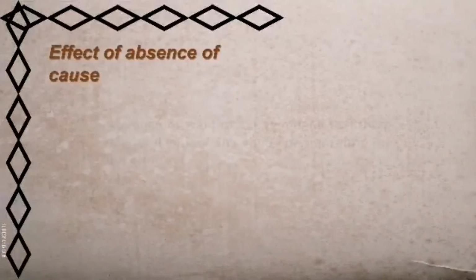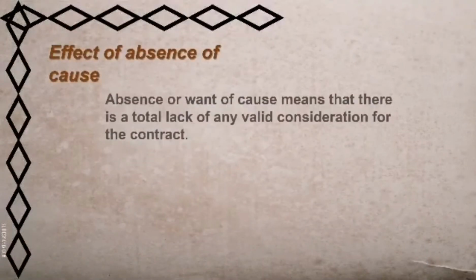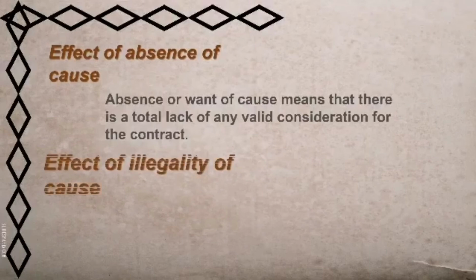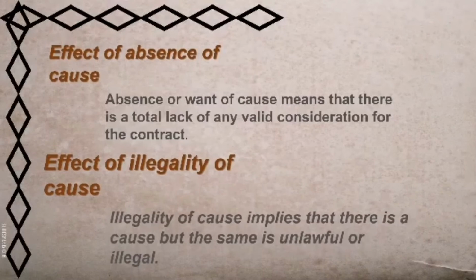Effect of absence of cause. Absence or want of cause means that there is total lack of valid consideration for the contract. Effect of illegality of cause. Illegality of cause implies that there is a cause but the same is unlawful or illegal. So the contracts with unlawful cause are void and null. For example, a promise of marriage based upon carnal connection.